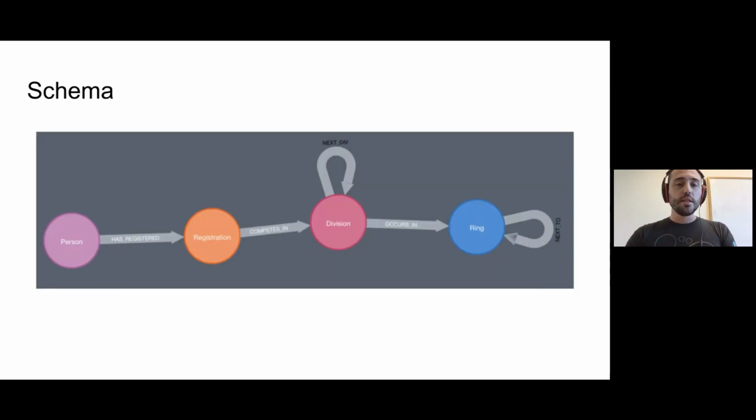So going into here, you can see the simple schema that comes from this registration process. A person has registered. That registration allows them to compete in a division, and then that division will occur in a ring. We have a self-connected relationship off to the right that says next to. It just gives us some context of which rings are adjacent to which other rings and how we process the data. And then additionally, there's a self-connected relationship off of division that talks about which division is going to be next once we've ordered it. And that's the area that we're going to focus on for the rest of this talk.